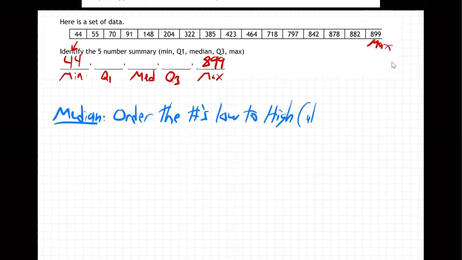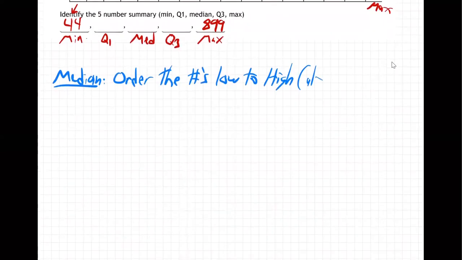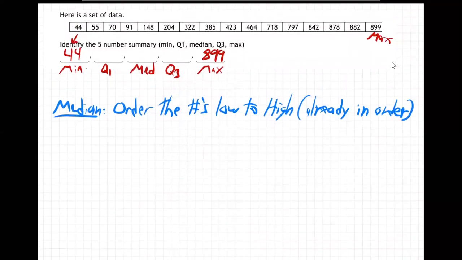wow, my pen's really lagging here. Already in order. So these are already in order, right? Because this is the lowest number, then they just go higher as they go. So they're already in order. So that's step one. Order the numbers from low to high.